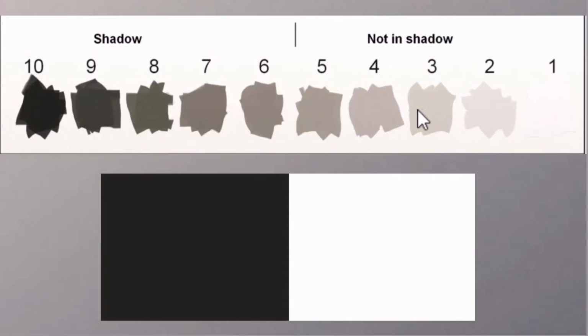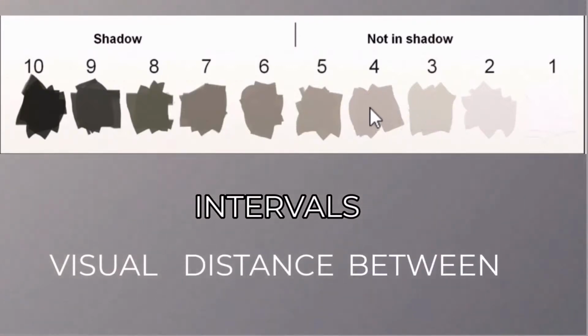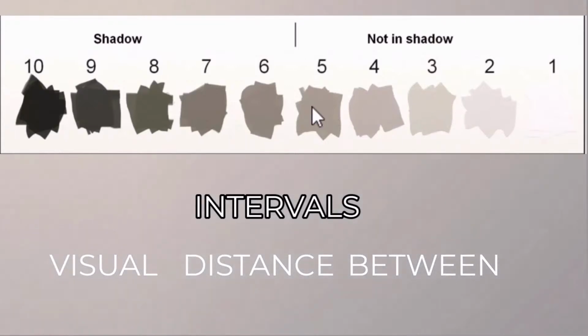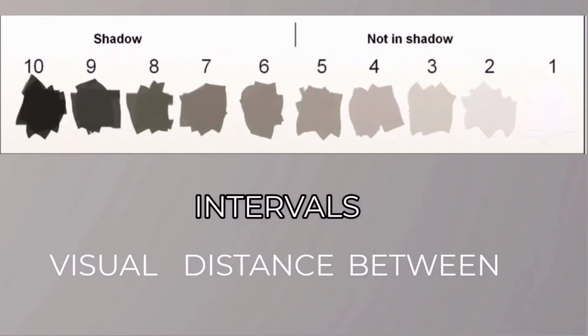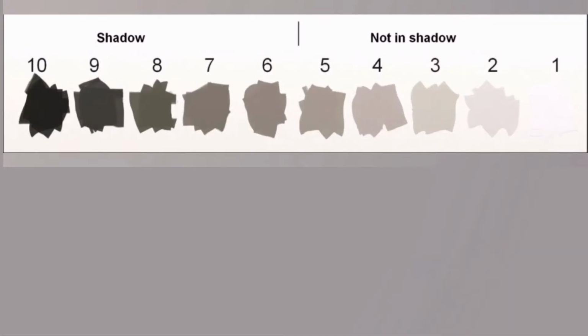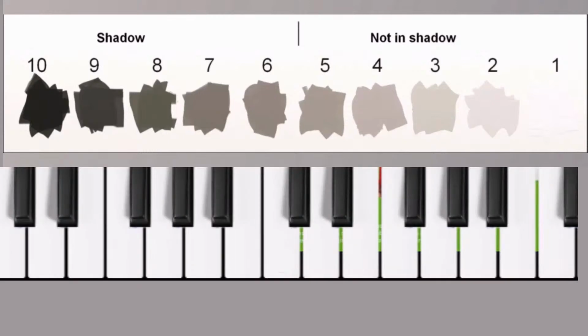And we use also the term intervals. The intervals between values is the visual distance between two values. It's important to be able to see that in order to be able to control the values that we create. To get a better idea of what visual distance is, let's compare the values we see with what we hear in music. Without getting too crazy about that, watch and listen.